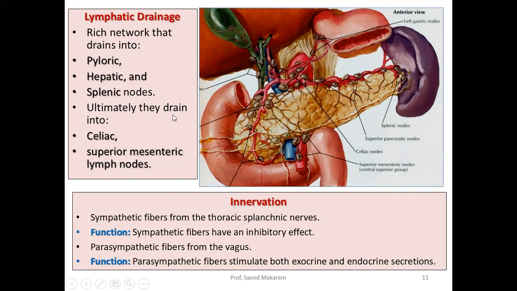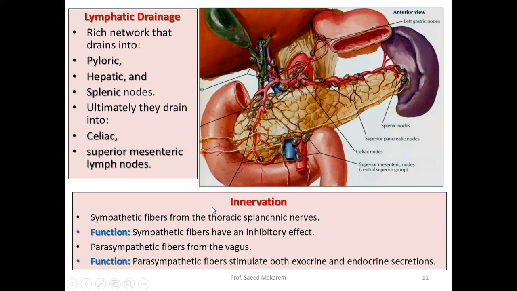Ultimately they all drain into the celiac group of lymph nodes, the superior group, as well as the superior mesenteric lymph nodes. So all will drain finally into the celiac group as well as the superior mesenteric nodes. As I said, because the pancreas develops from the junction between the foregut and midgut, the arterial supply, venous drainage, and even the lymphatic drainage is just like that of the foregut and the midgut. By now you might know what exactly the foregut and midgut are. We had discussed it before.